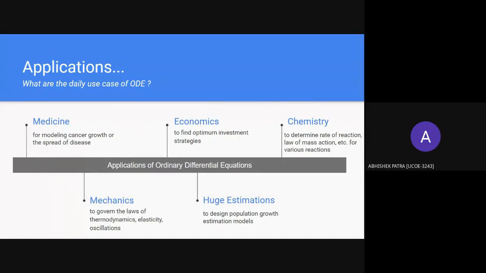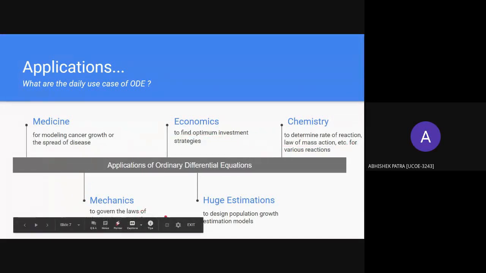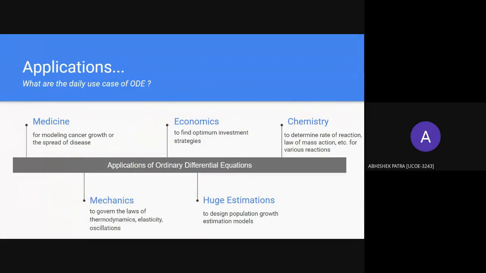Elasticity. When a force is applied on a body, the body changes its shape temporarily and regains its original shape and size on removal of the force. This is known as elasticity. Here the rate of change of shape and force are related to each other.